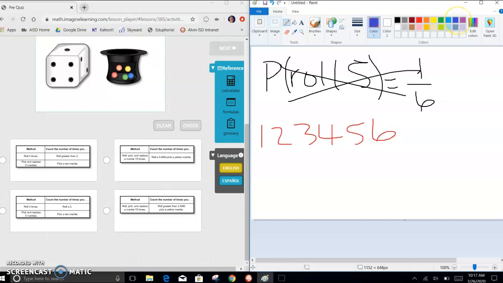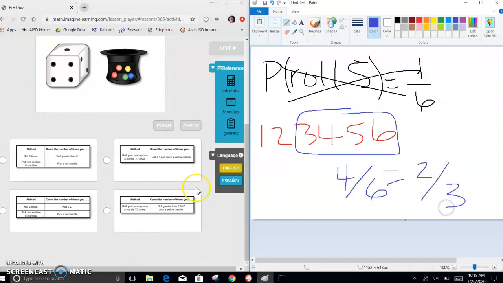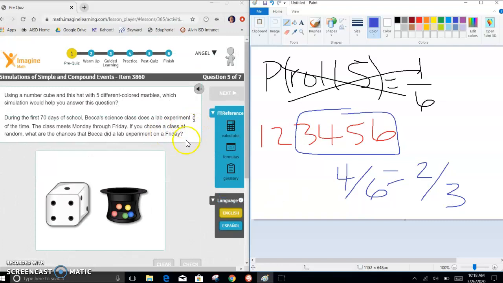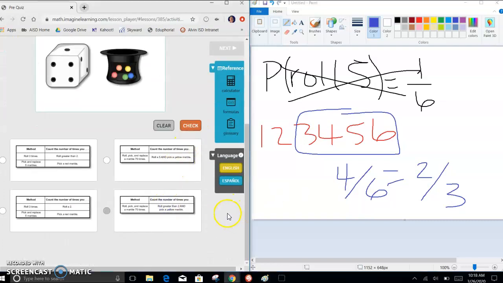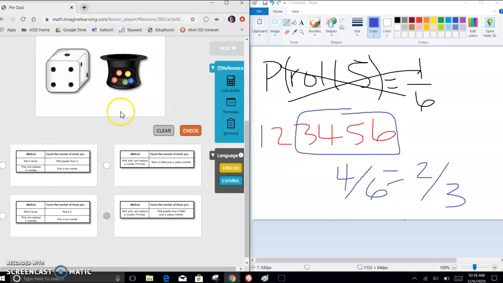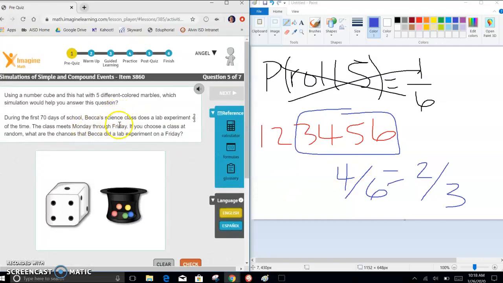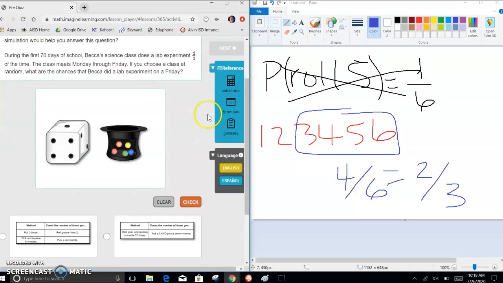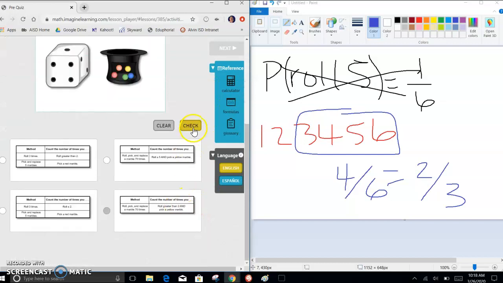The numbers that are greater than 2 are 4 out of 6, which is what I just said I'm looking for, because that's my 2/3. And hey, scroll back up here. Boom, 2/3. This has to be my answer right here. Pick a yellow marble. That's one of the days from Monday through Friday, 1 out of 5. All right, click it. Let's check.